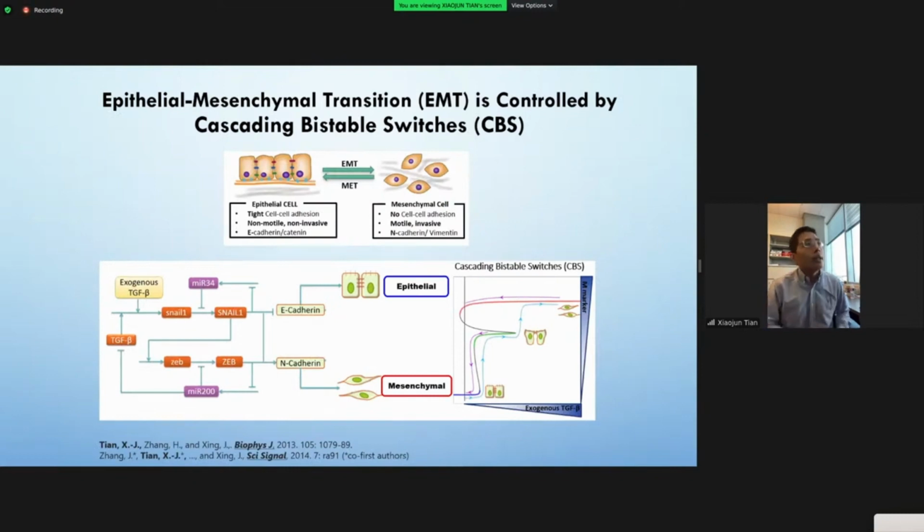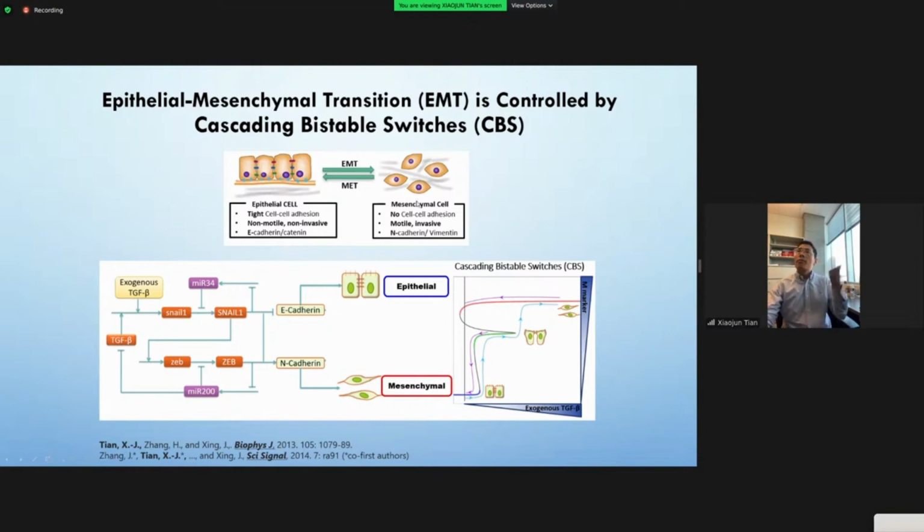Our project started from work I did during my postdoc. I worked on a process called epithelial to mesenchymal transition, and I built the first mathematical model for this process. It's basically a cell phenotype transition from epithelial cells to mesenchymal cells. The epithelial cells, as you can see from this diagram, are connected to each other because of different types of adhesions and junctions. They don't move. They form our organs and tissues, right? So they have a high level of E-cadherin as a marker.